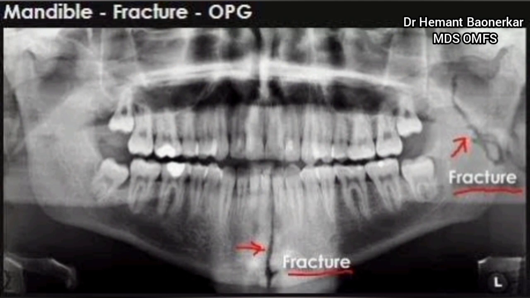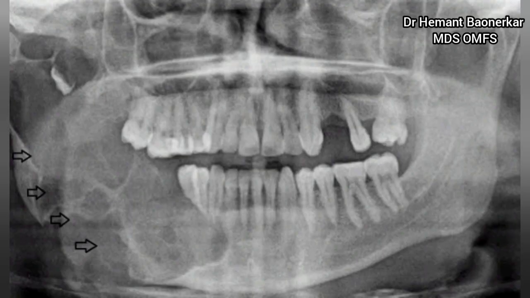In this OPG, we are able to see a mandibular fracture at the midline, a symphysis mandible fracture. Also, on the left side, we are able to see a low-level subcondylar fracture. The subcondylar fracture in this case has multiple bone pieces. On the other side also we can see a thin bone fracture.